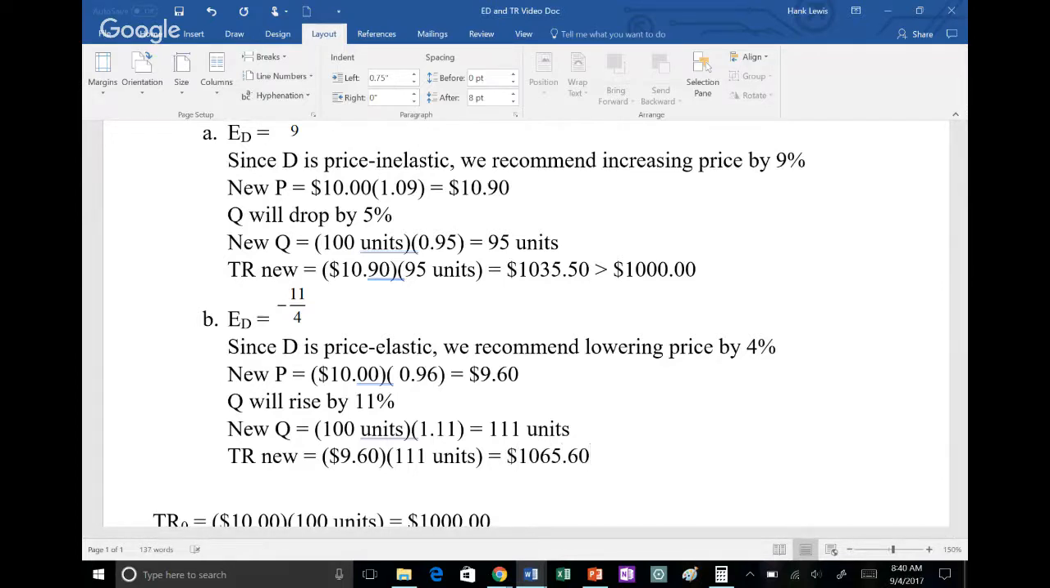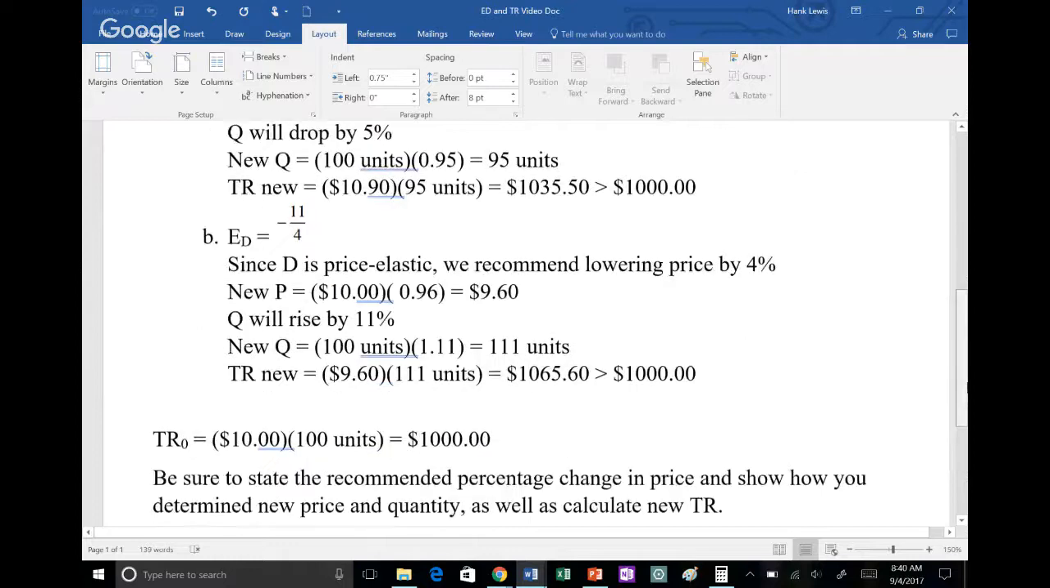When we deal with the US dollar, it is legally required on all bills of sale and on all official price tags that it be stated to the nearest penny, even when it's a ridiculously large amount of something. So the new total revenue here is $1,065.60, which is greater than $1,000.00. And so we know we did the right thing.